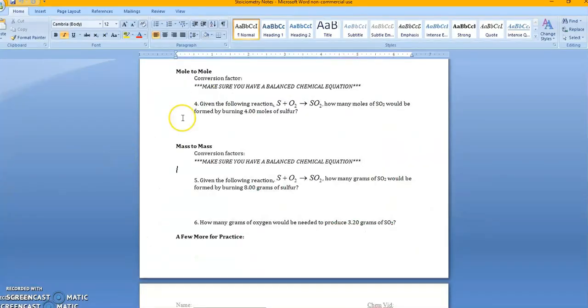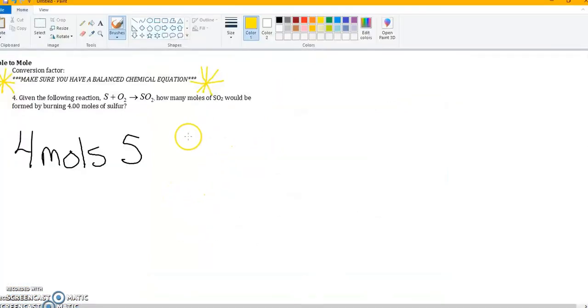Alright, so let's start off with a mole-to-mole conversion. Now, the most important thing about a mole-to-mole conversion is you must have a balanced chemical equation. So if you would, go ahead and highlight, star, circle, whatever you need to do. But the first thing before you can ever do anything about changing any type of reaction or predicting a reaction is you have to have a balanced chemical equation.